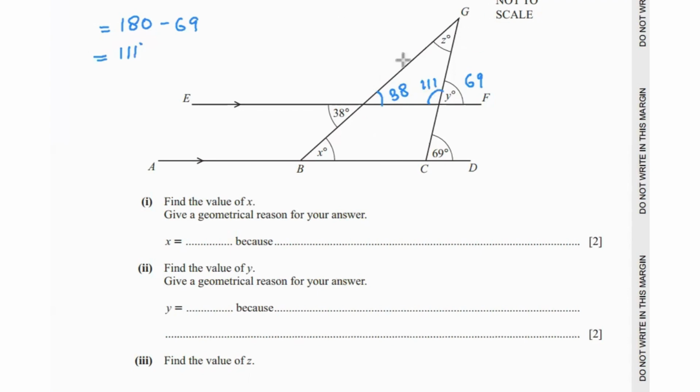So if this is 111, this is a triangle. If we highlight this, that's a triangle. And the sum of angles in a triangle equals 180. So that means z would be 180 minus 111 minus 38. And that gives us 31 degrees. So that's the value of z.